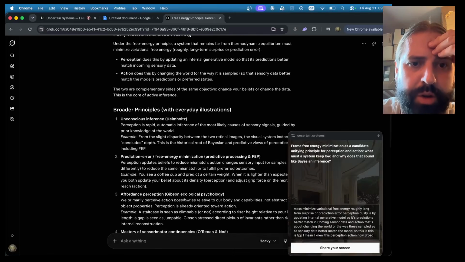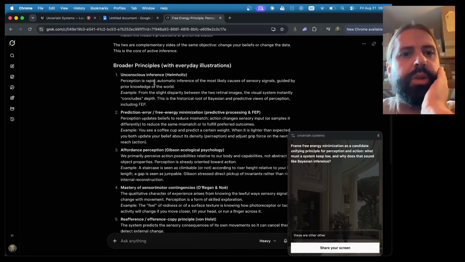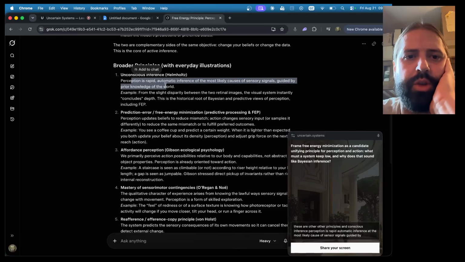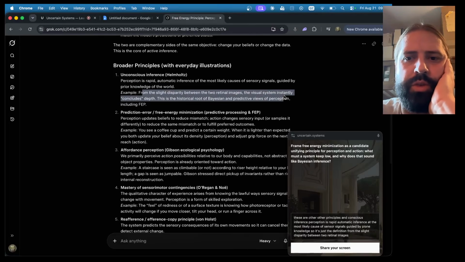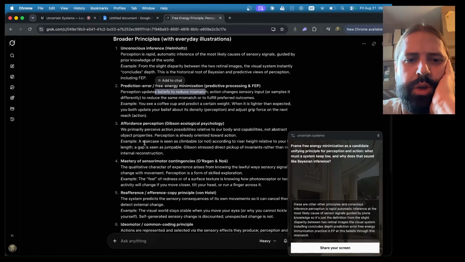Now, broader principles. Unconscious inference: perception is rapid, automatic inference of the most likely cause of sensory signals, guided by prior knowledge. So it's just a definition. From the slight disparity between two retinal images, the visual system instantly concludes depth. You know, prediction error, free energy minimization, predictive processing, FEP. It updates beliefs to reduce mismatch.